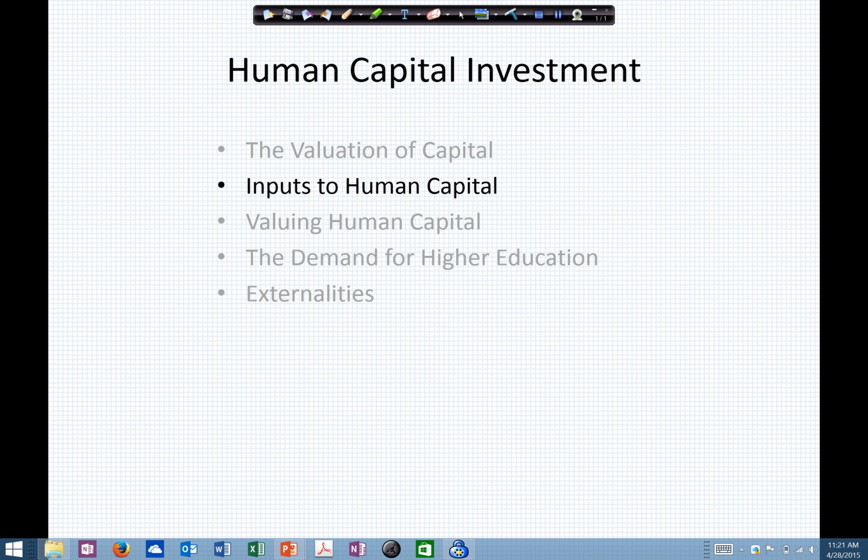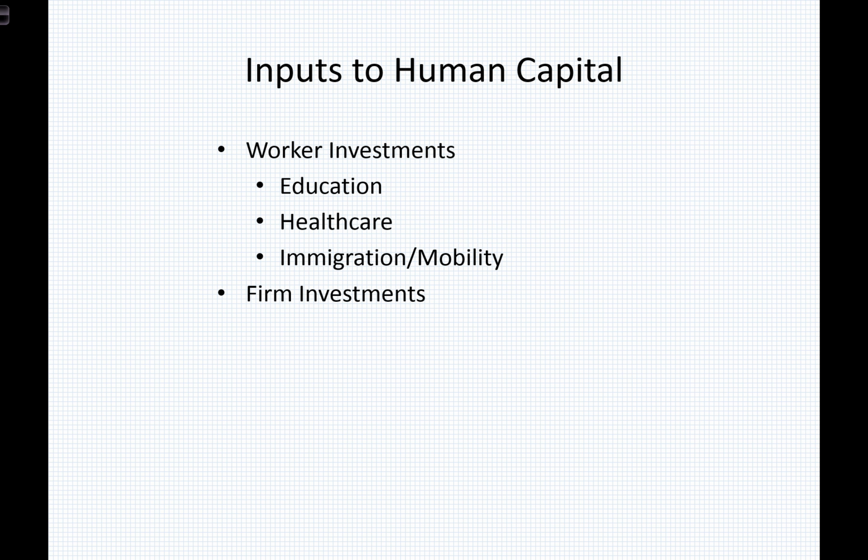As we continue our conversation on human capital investment, now I'd like to discuss the various inputs to human capital, or the inputs that enhance the productivity value of the human being in the capital and production process. We think of these generally as being separated between worker investments and firm-level investments. We're going to focus more on the worker-level investments than on the firm as we continue on with this module.